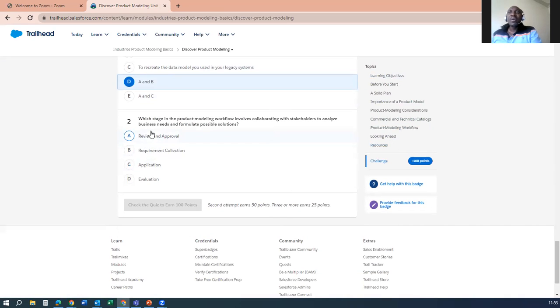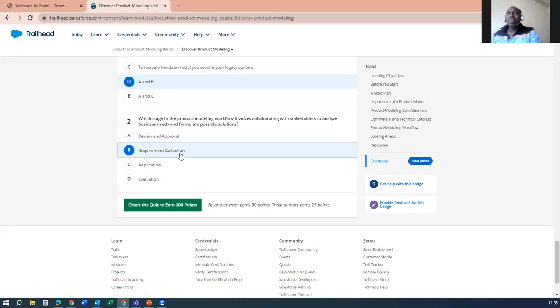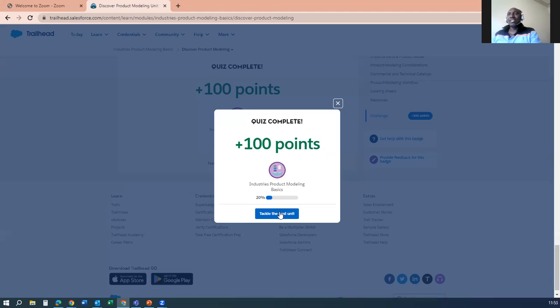The next question says, which stage in the product modeling workflow involves collaborating with stakeholders to analyze business needs and formulate possible solutions? The options are review and approval, requirement collection, application, and evaluation. When I read through this, I see part B, requirement collection, is the right answer. So I'll check my challenge. As you know, if you get it right the first time, you get 100 points. I'll check that, and yes, I've gotten that. So I'll tap on the next unit.